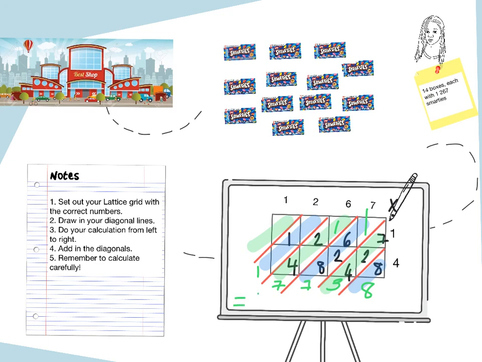So my total answer is 17,738. There are 17,738 Smarties altogether. And that's how you do it.